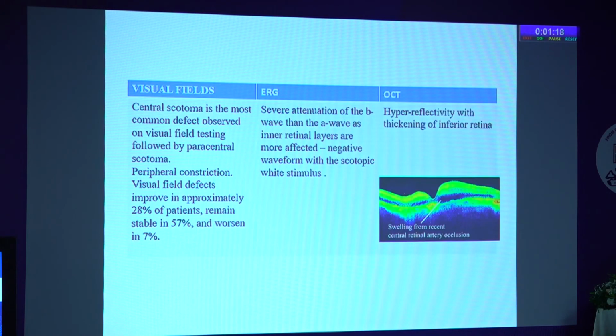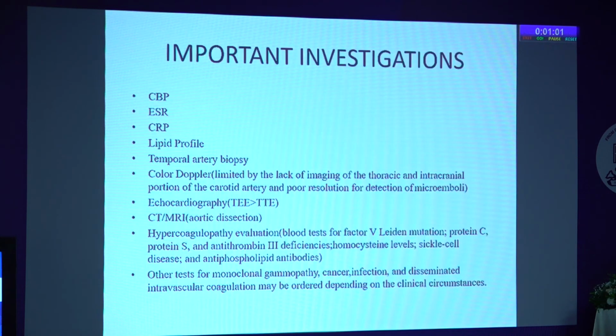So far as visual field is concerned, cecocentral scotoma is the most common defect observed. In ERG, severe attenuation of the B wave more than the A wave is seen, as inner retinal layers are more affected. On OCT you can see hyperreflectivity with thickening of the inner retina. So it is important to investigate those patients.